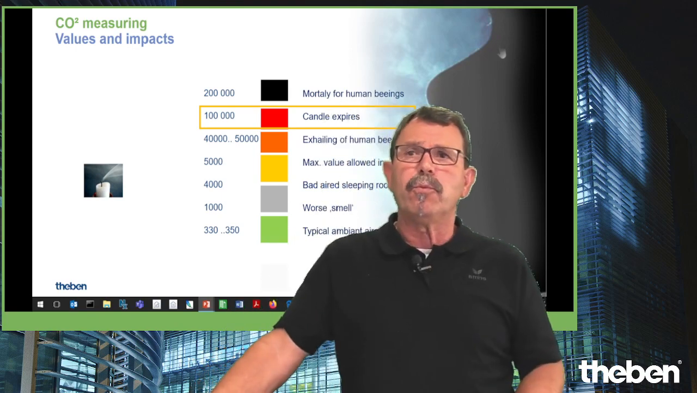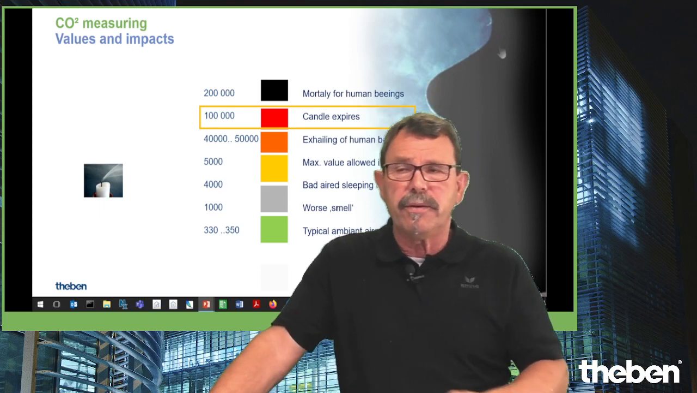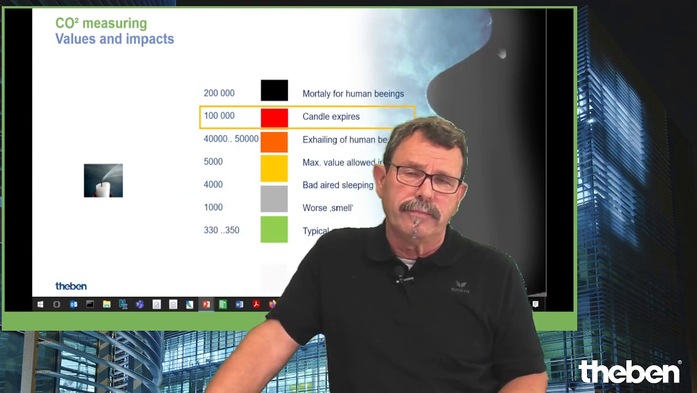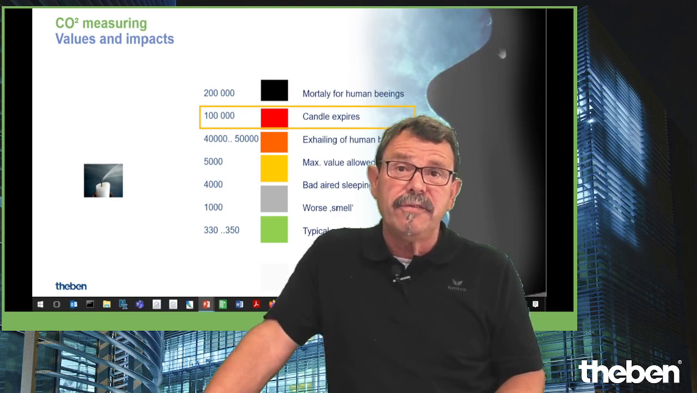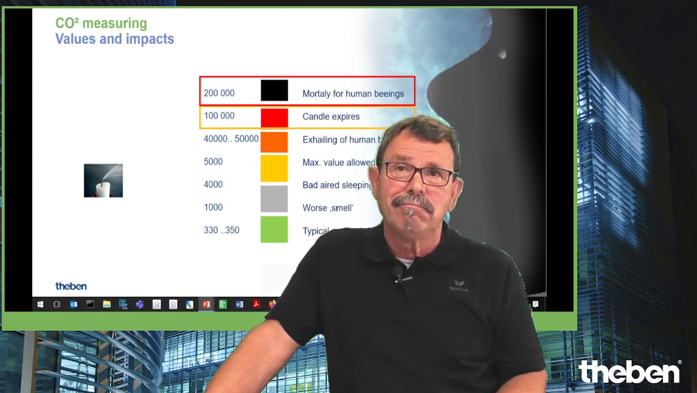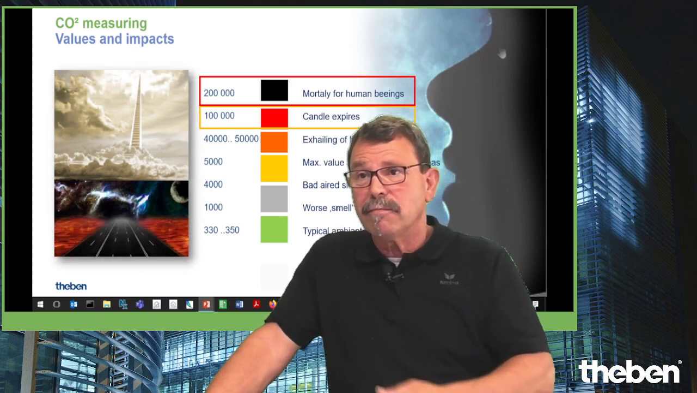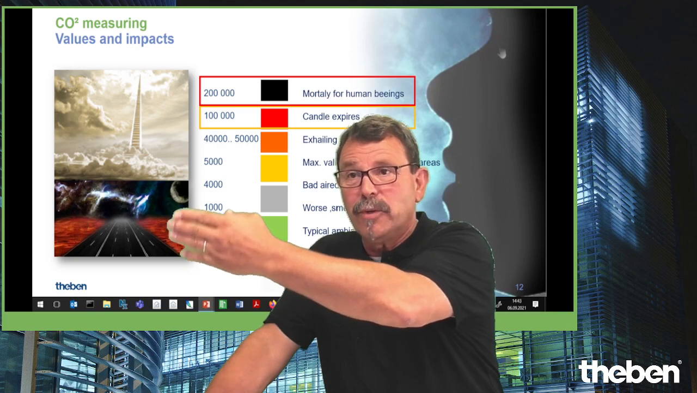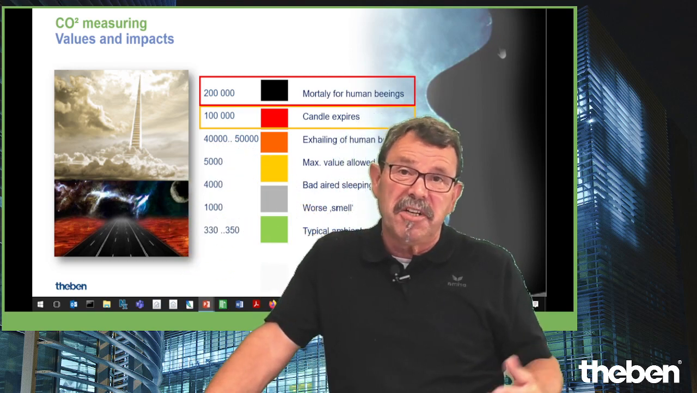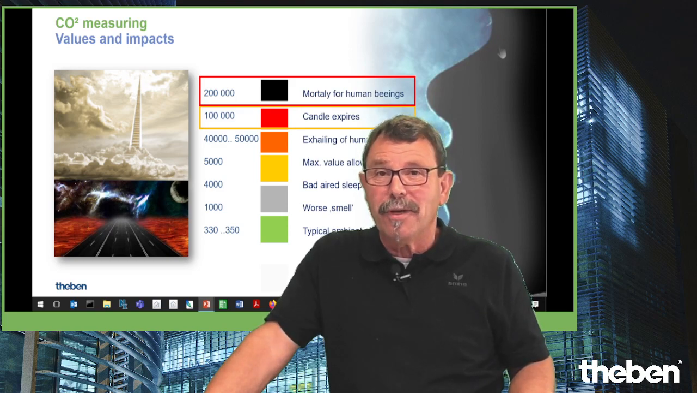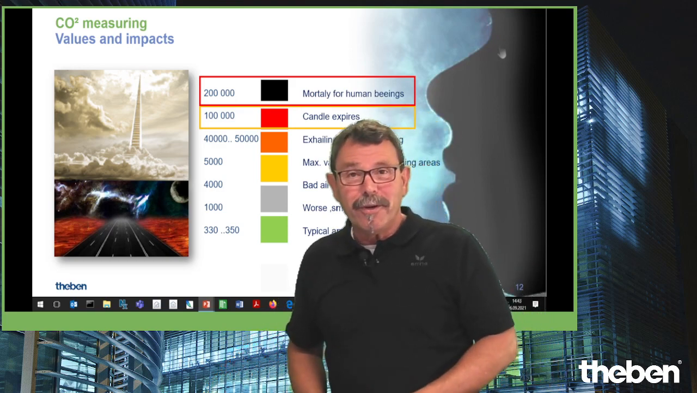At approximately 100,000 ppm, a candle will naturally expire. Above 200,000 ppm, it can be mortal. Highway to hell or stairway to heaven, I don't know, but this is mortal for us. So be aware of that.